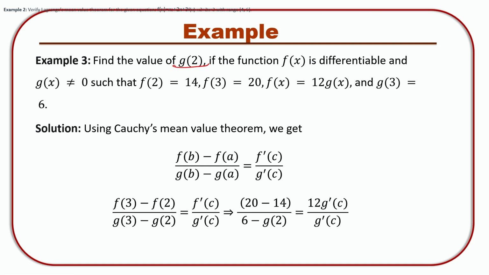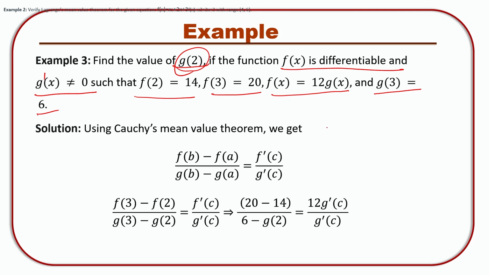Here the problem is in a different sense. It says find the value of g(2) if the function f(x) is differentiable and g dash of x is not equal to 0. Obviously, one function is given and we need to find the other function's value, such that f(2) equal to 14, f(3) equal to 20, f dash of x equal to 12 into g dash of x, and g(3) equal to 6. It is given and now we have to find this one. Since g dash of x is not equal to 0 and f(x) is differentiable, that means we can use the Cauchy mean value theorem.